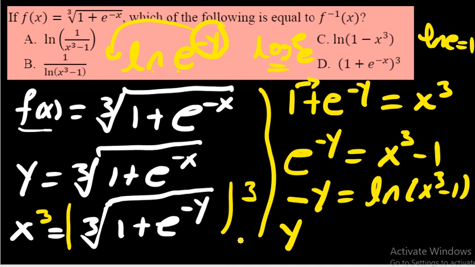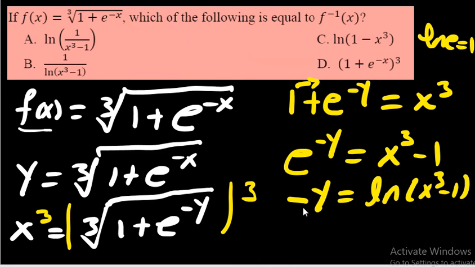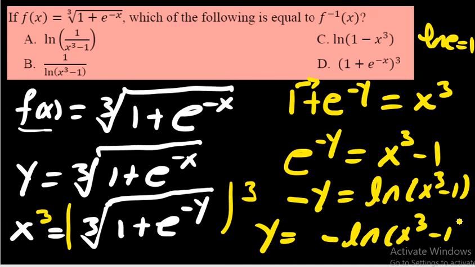So the y value, or the inverse of the function, is going to be... when you multiply both sides by negative, what is left? y remains on the left side. On the right side, we have negative of ln of x cubed minus 1.